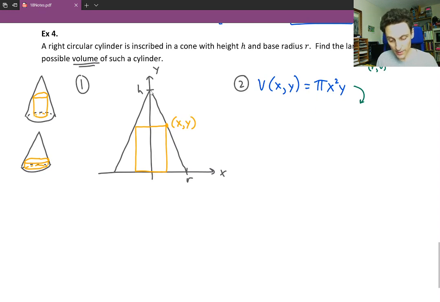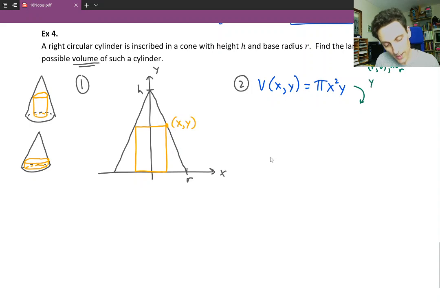We actually have another point, (0, h), if we wanted to use that, but I'll just stick with (r, 0) for right now. And we have the slope of the line, because if we travel from this point up here down to this point right here, we're going to have negative h in the y direction and positive r in the x direction. So the slope is negative h over r. We'll call that m.